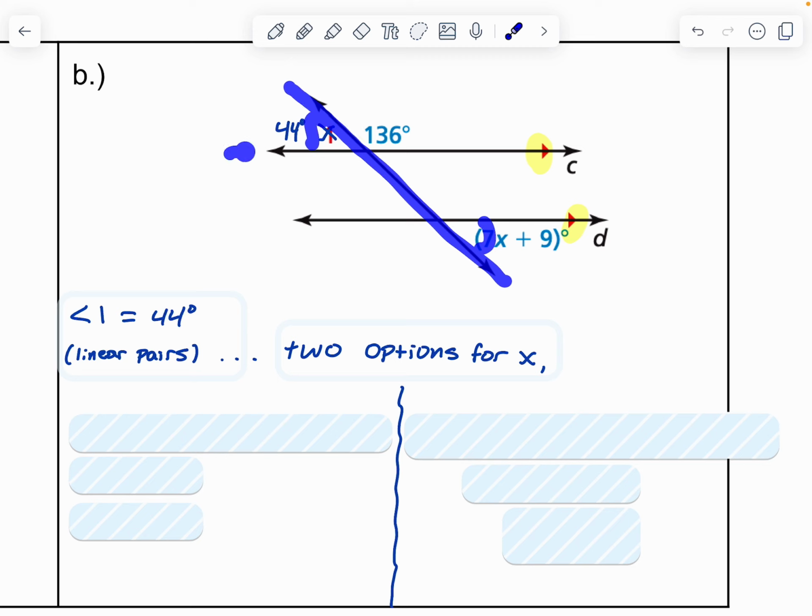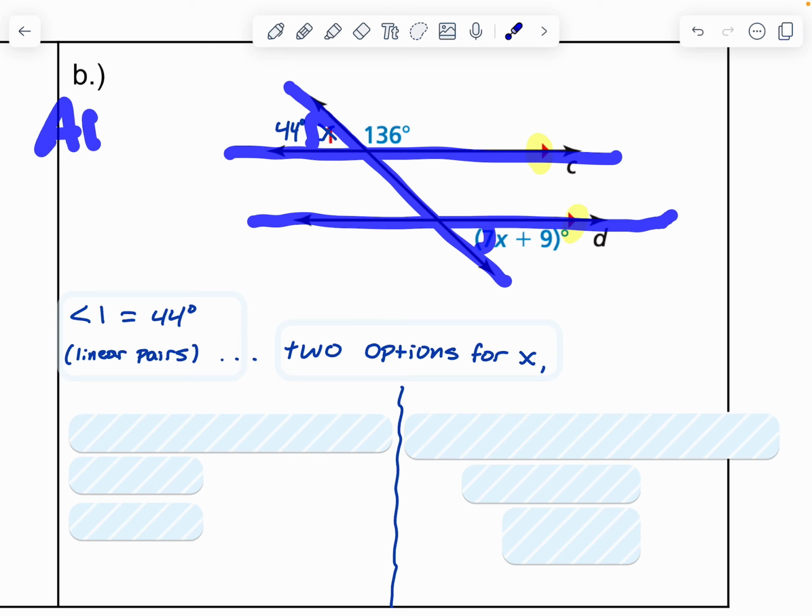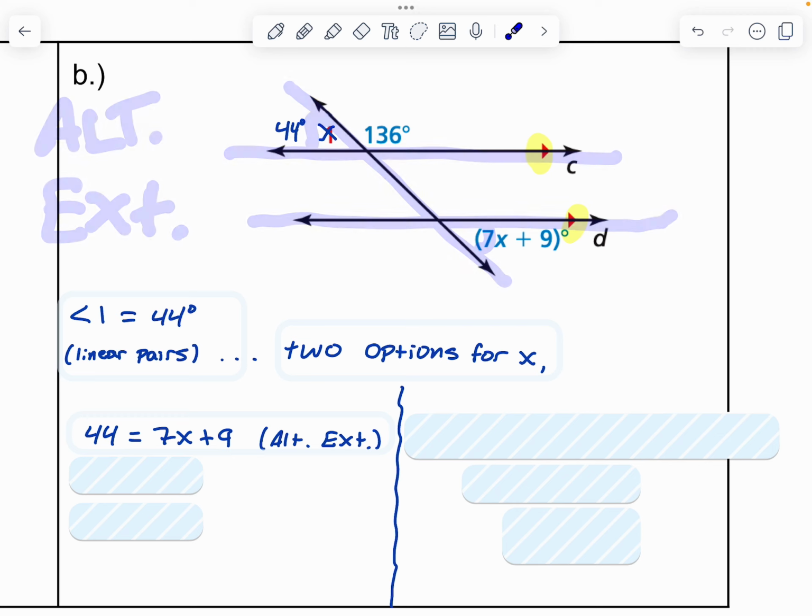Are they inside the two parallel lines or outside the two parallel lines? So that would make them alternate exterior angles. And alternate exterior angles are congruent. So I would say 44 is equal to 7x plus 9. That's one way I could go about it.